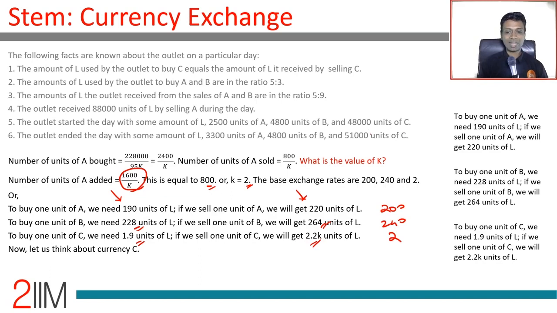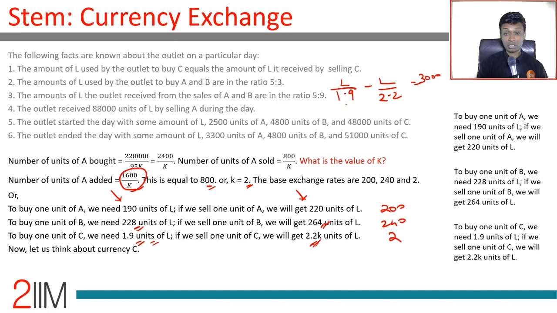Right? Now let's use this last point. The same amounts of L are used for buying and selling C. So the exchange rates are 1.9 and 2.2. The number of units were L, so L by 1.9 minus L by 2.2 is 3000.